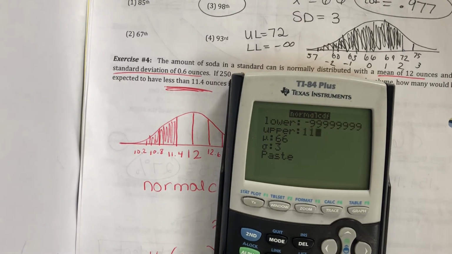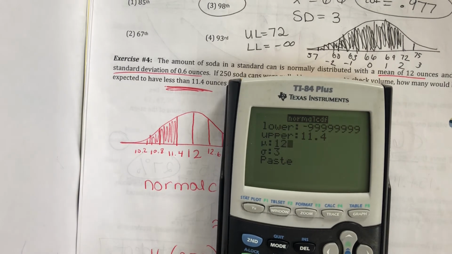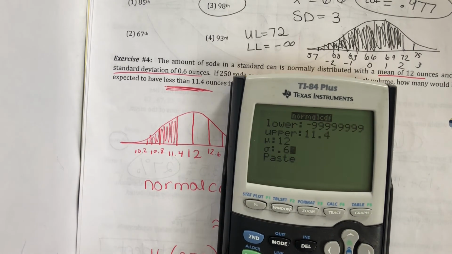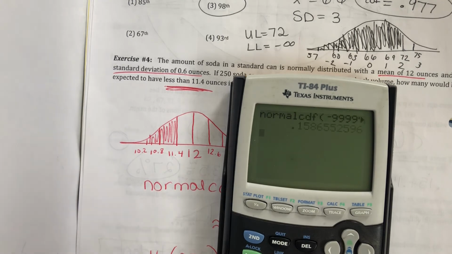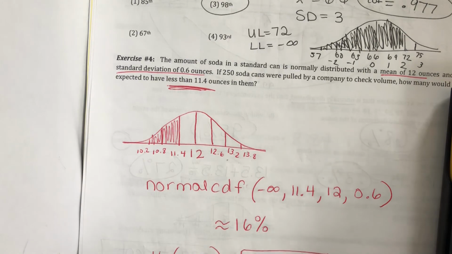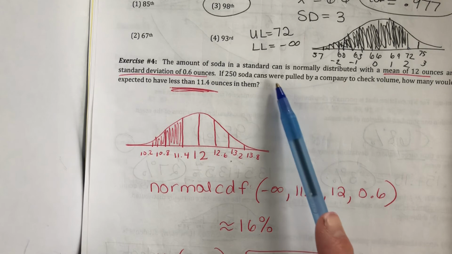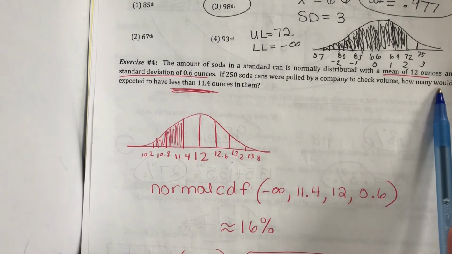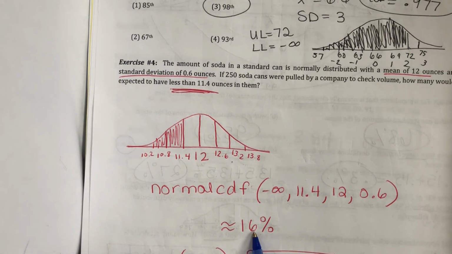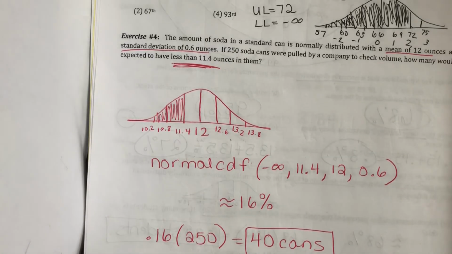It's a max we want to go to. The average is 12. The standard deviation is 0.6. Go to paste and enter. And again, if you want to multiply 100 just to see it as a percent, you can do that too. 15.86% will be approximately 16%. And now I want to know specifically, though, how many cans are there. So if I want to know 16% of the cans, 0.16 times 250 is approximately 40 cans.